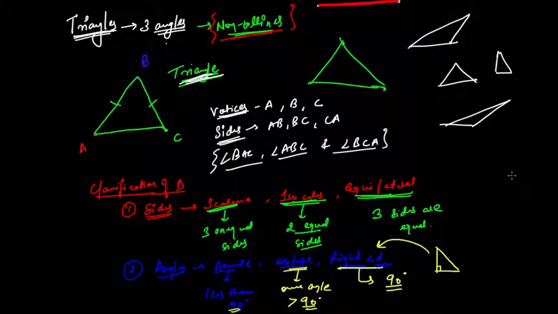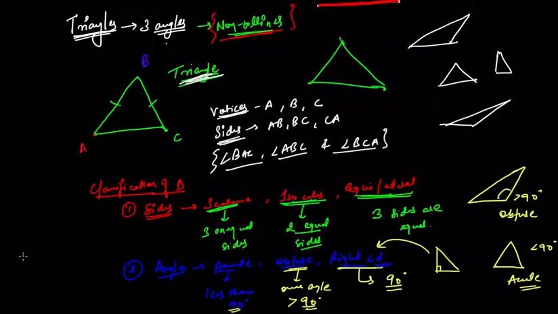For an obtuse angle triangle, you can take this case in which one angle is greater than 90 degrees. This angle is greater than 90 degrees, so this will be an obtuse angle triangle. And for an acute angle triangle, take a simple case just like this, in which all the three angles are less than 90 degrees. So this is an acute angled triangle.